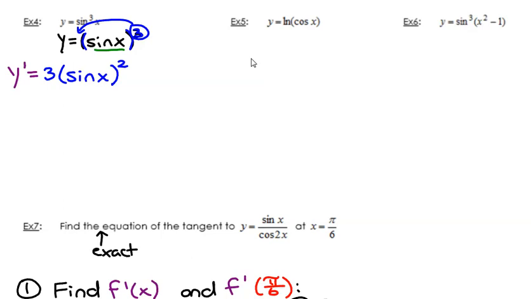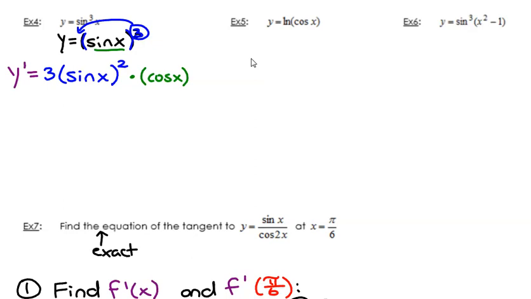Now you deal with the inner layer. The derivative of sine x is cos x. I don't even know if I could really do anything to that. It looks pretty simplified already, so I would probably just leave it.